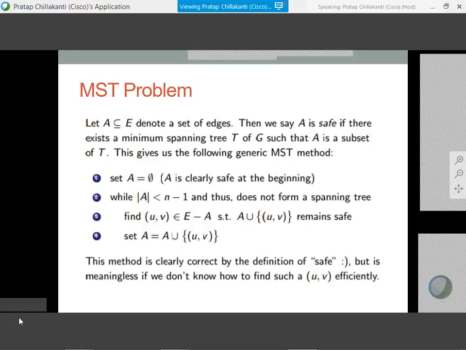Okay. So we gave the definition of safe up in the first line. If it is safe, there exists a minimum spanning tree T of G such that A is a subset of T. So the edge has to be a subset, and then you're always taking the lowest cost. You go through that recursively, and at the end of the process, till you reach n minus 1 edges, you will have the set of edges which would result in the minimum spanning tree.